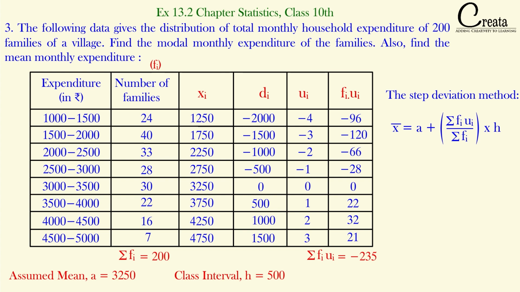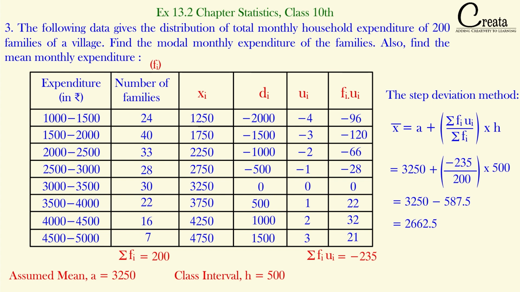Okay. So now we can use the formula here. A, that is the assumed mean, is equal to 3000 to 3500. H, that is the class interval, is equal to 500. So let's put the values, let's solve it. We got our answer, that is mean as 2662.5. That is the answer. We have calculated the mean. Note that this is only one part of the question.